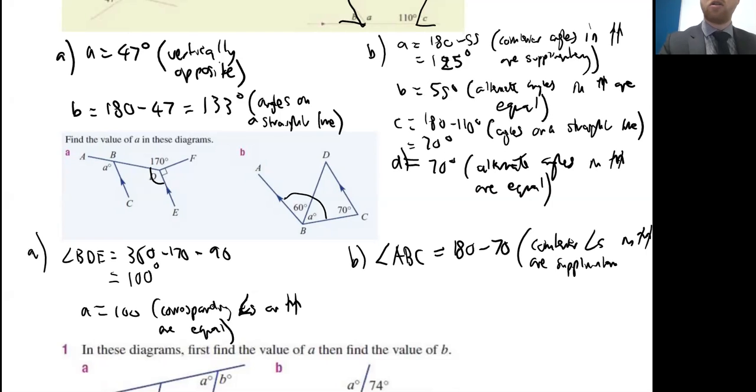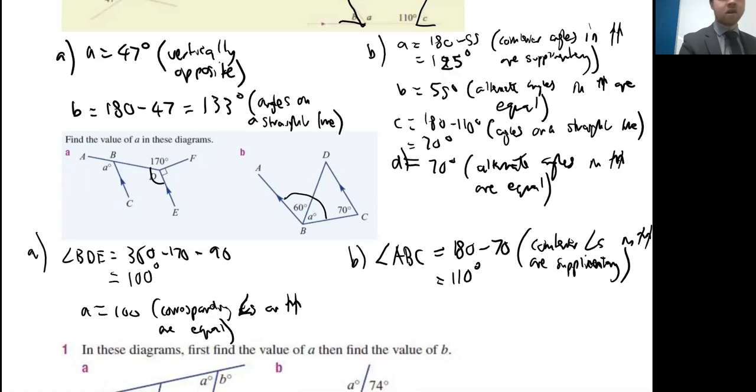Make sure as well you don't get into the habit of just writing equals because you're used to writing equals. Make sure you write supplementary. Make sure you write it in a way that you can read it too. Supplementary. Okay, so that's going to be 110 degrees.